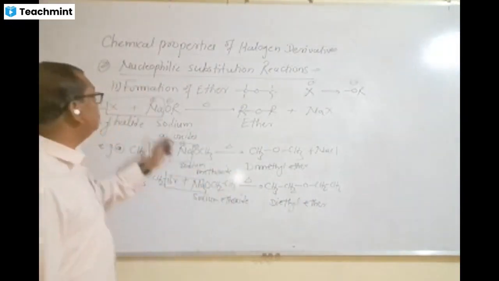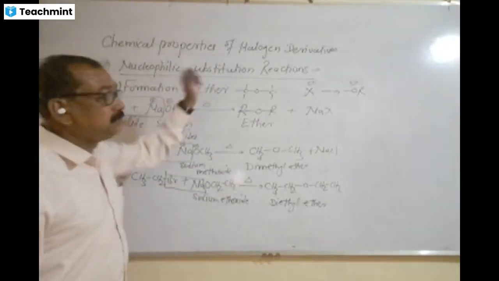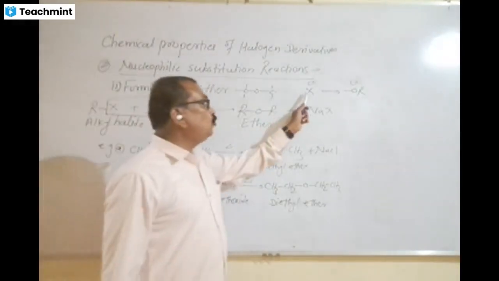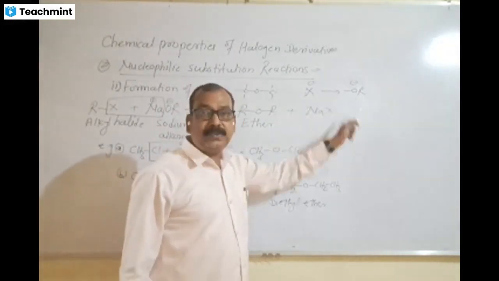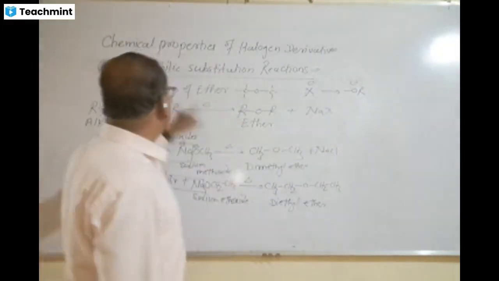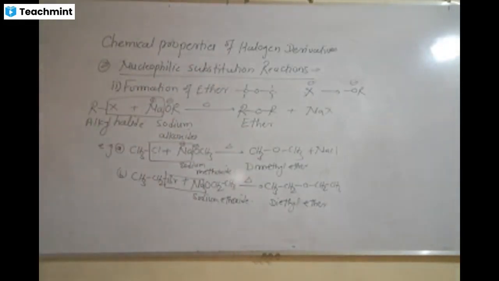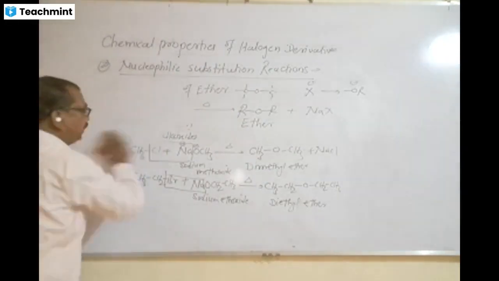And this reaction is an example of a nucleophilic substitution reaction. Why? Here the halo group is replaced by the OR group. The halo group is negatively charged, the OR group is also negatively charged. Therefore, the reaction is a nucleophilic substitution reaction. That is the second reaction. Did you understand? Yes, sir. Yes, sir. Okay.